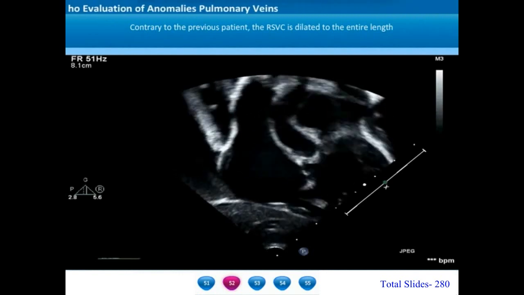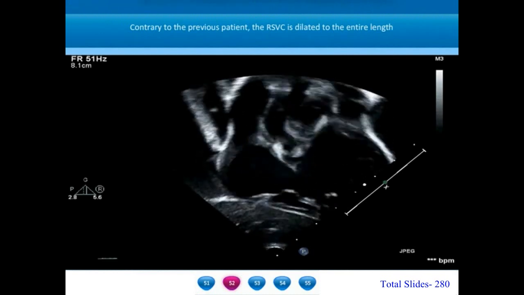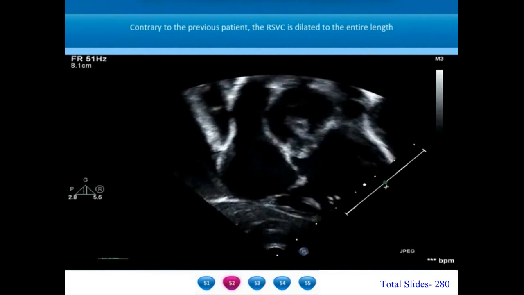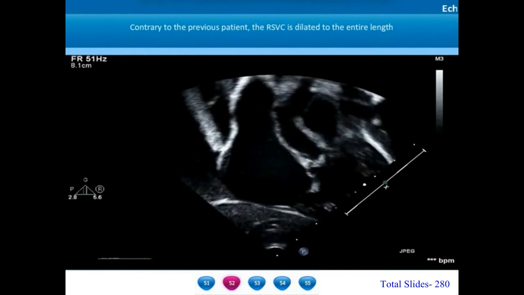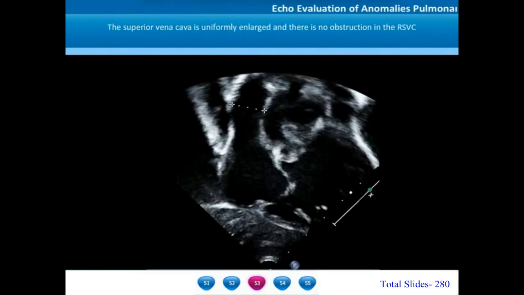In this subxiphoid coronal view, we are able to appreciate a hugely dilated right superior vena cava, indicating that there is a supracardiac TAPVC. Compare the size of the right superior vena cava with the adjacent ascending aorta. Unlike the previous patient, here the right superior vena cava is not obstructed at all and is uniformly dilated till the cavo-atrial junction.